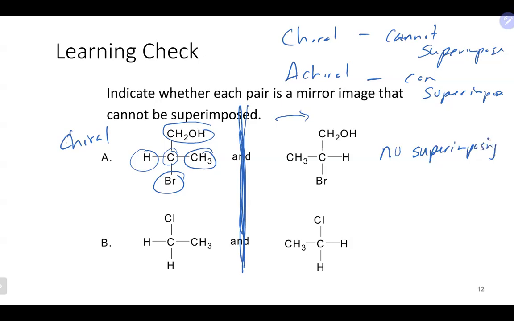How about the guy on the bottom? Is it chiral or achiral? It is achiral because we got two groups here that are the same. That means that the mirror image here can superimpose. But to answer your question, the answer would be no for the question because it cannot be superimposed. It's a double negative, cannot not be superimposed. I didn't write the question, so I'm going to just say yes, it can be superimposed.